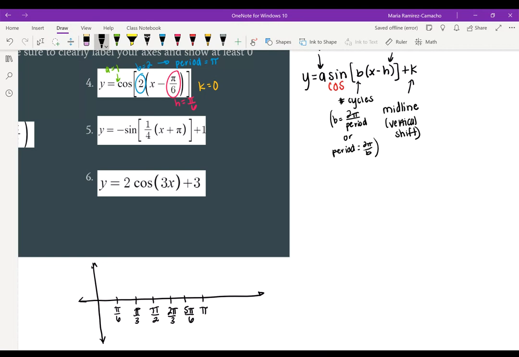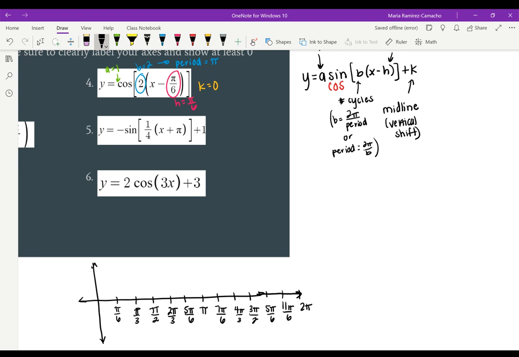So I'm writing the next several increments of pi over 6 and know that I'm already simplifying them. And if you're wondering where you can get these values, they are just the angles on your unit circle in radians. Okay, there we go. 0 to 2 pi.